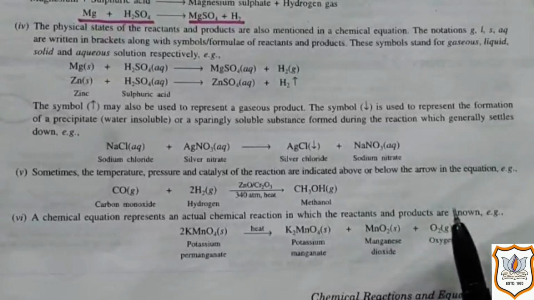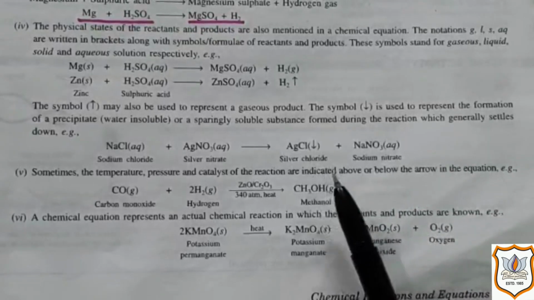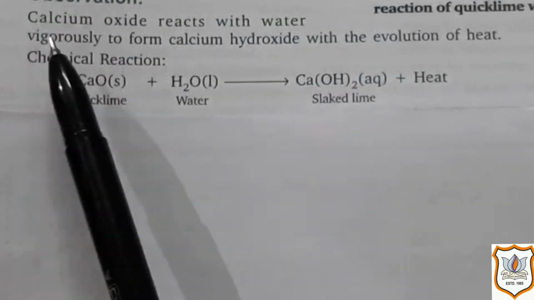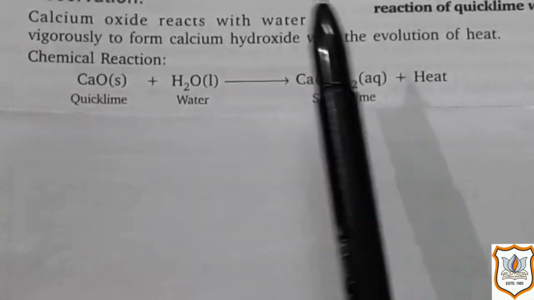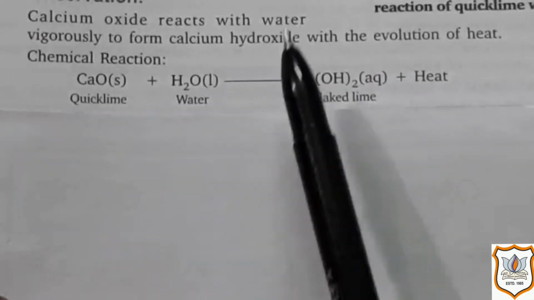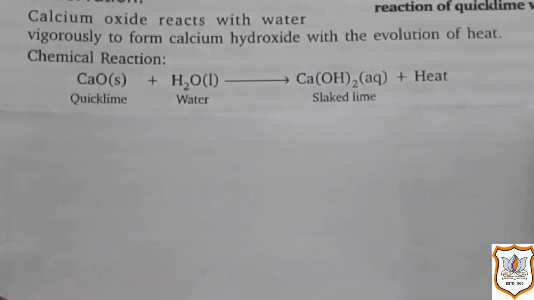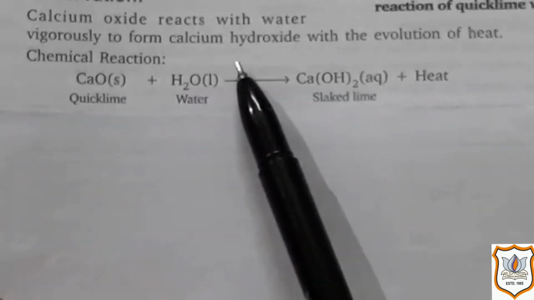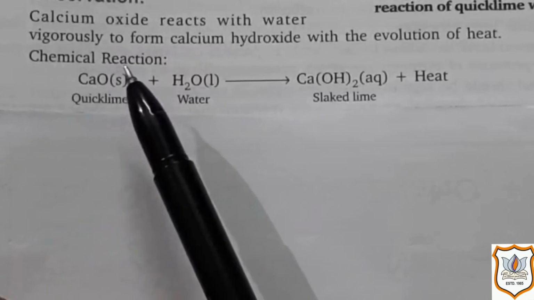Let's see an example of writing a chemical equation. Here in this example we can see that calcium oxide reacts with water vigorously to form calcium hydroxide with the evolution of heat. So we can write a chemical equation for this process.